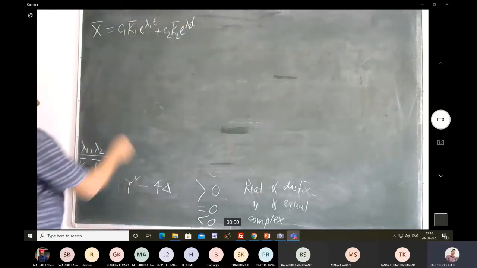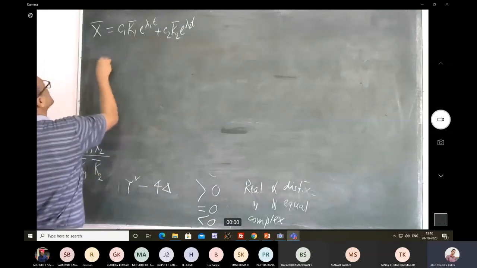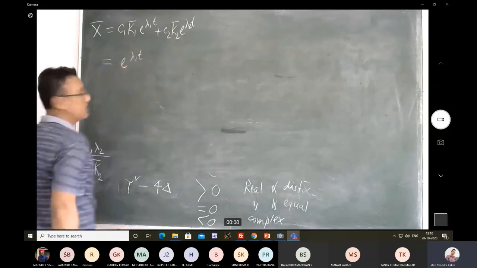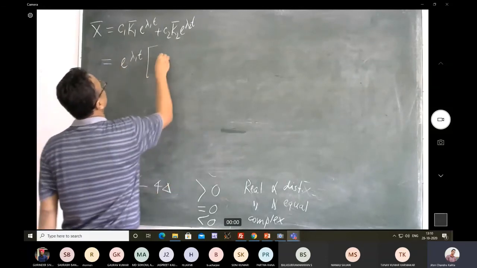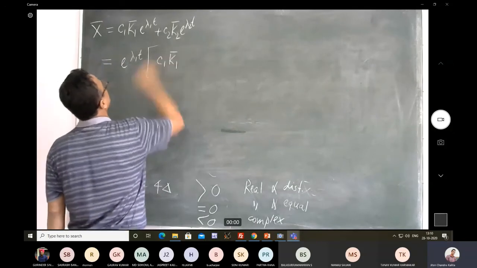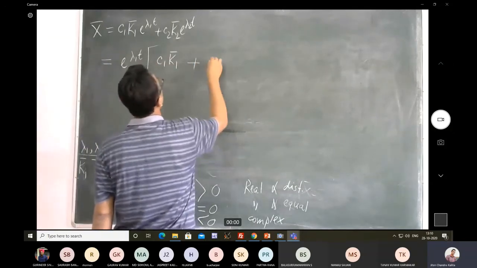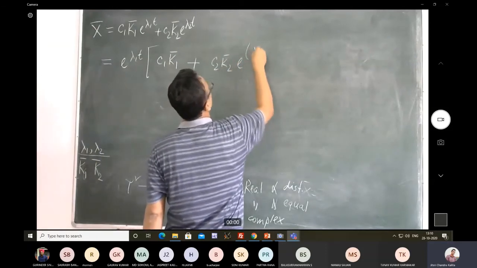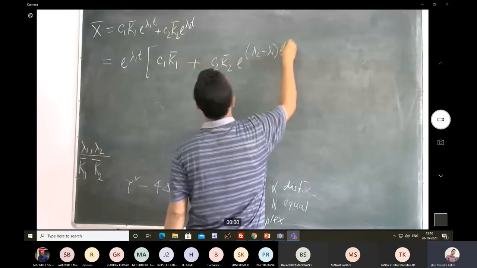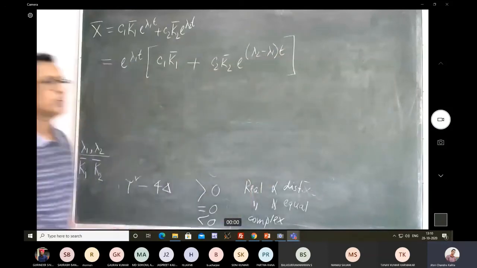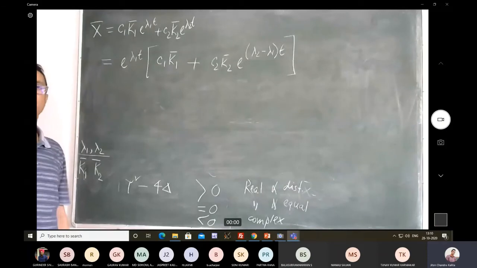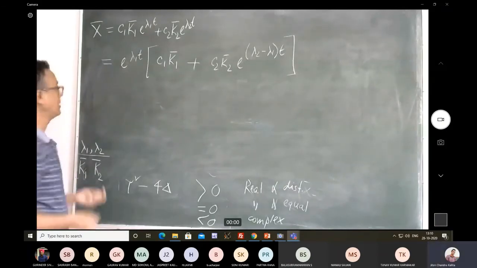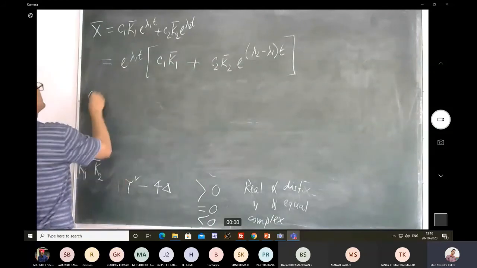Fine. Now look at this. I can write this as e to the power lambda 1 t times c1 k1 plus c2 k2 e to the power (lambda 2 minus lambda 1) t. Is it okay with everybody? Fine. I have just made some simple adjustments here. So now let us take case 1.